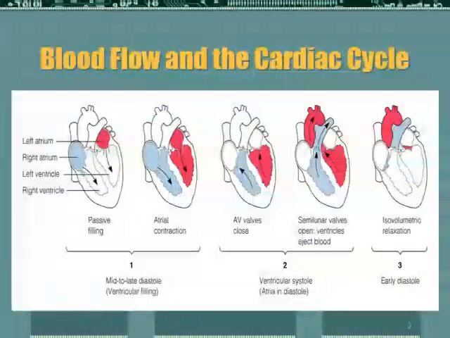Blood flow in the cardiac cycle is depicted here. It shows passive filling and atrial contraction, how the valves close in the AV areas, the semilunar valves open, the ventricles eject blood, and then there's early diastole.